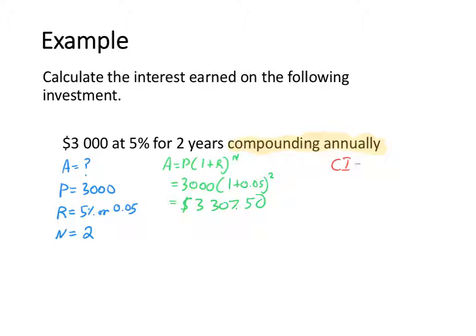So the compound interest is going to be that future value minus the original principal. So $3,307.50 minus $3,000. So the compound interest on that original investment is going to be $307.50. So if you were to invest $3,000 at 5% for 2 years, and that compounds annually, it is going to equal $307.50 worth of interest. So that's an example of how we calculate compound interest when we are compounding annually. So that's once per year.